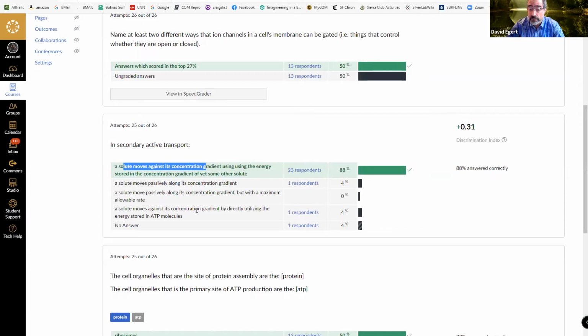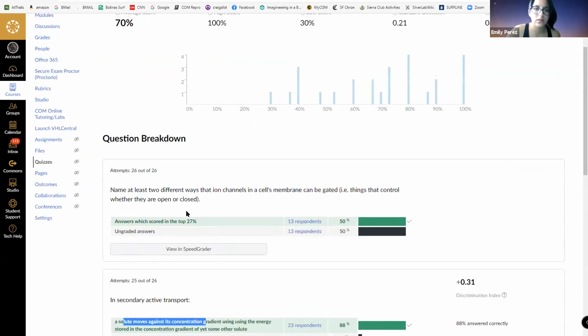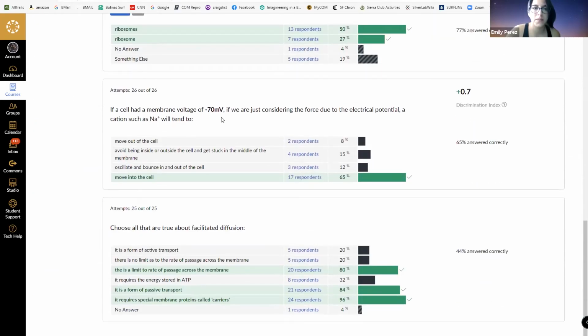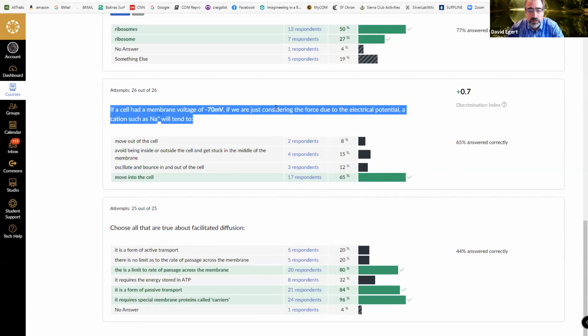So I guess I got confused with that on that question with the cell membrane being at -70. Because I thought that was the cell at rest. But here I'm saying it will tend to. It says just considering the force due to the electrical potential. In a real cell, it's not just electrical. There's also that diffusion force because there's a major difference in concentration of the ions inside and outside of the cell. So a cell at resting potential will have no net movement.